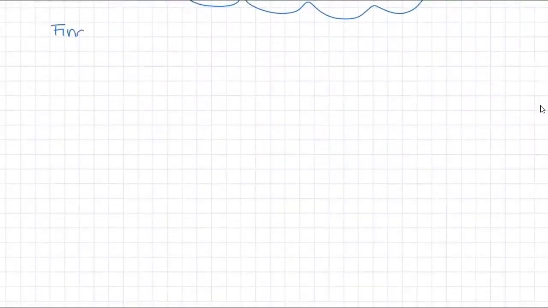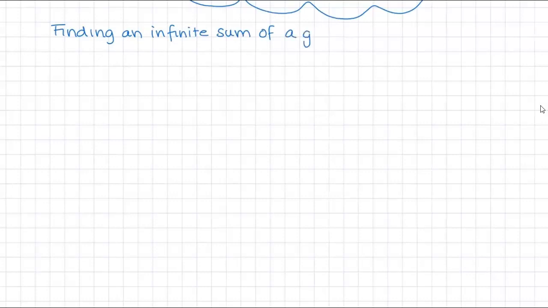Let's look at that a little bit. Finding an infinite sum of a geometric series. So what are we talking about, first of all? An infinite sum means you're just going to keep adding and adding and adding, and you're never going to stop adding. You add an infinite number of terms together.